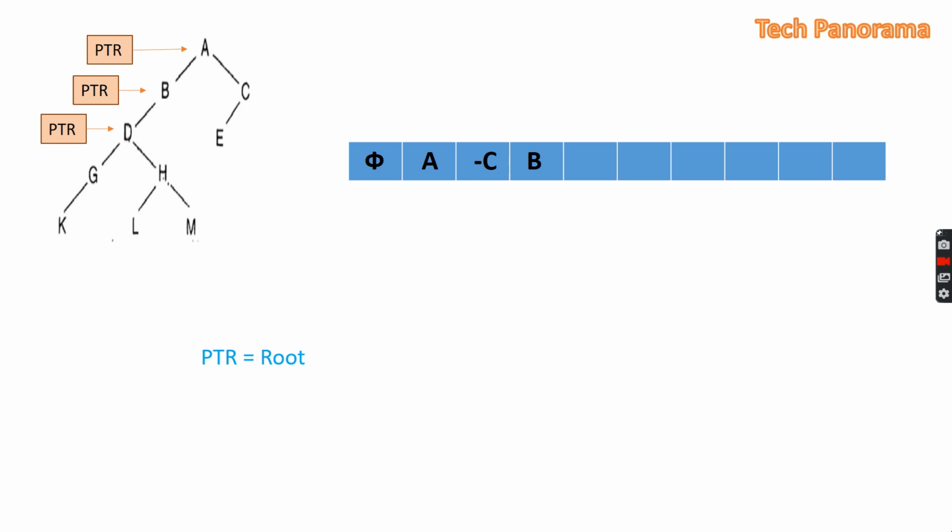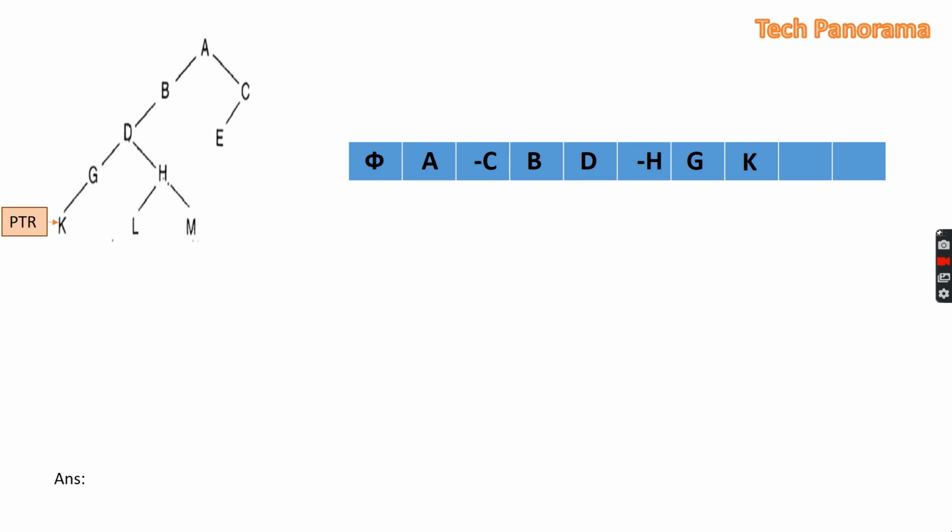Next we move to the left part, that is D. First we push D, then check its right. As it has a right child, minus H is inserted. Next we move leftward to G. G is inserted, there is no right, so nothing is pushed. Next we move to the left, that is K. K is inserted to the stack. Now we check its right part. As it has no right part, there is nothing to be pushed. Now we check its left.